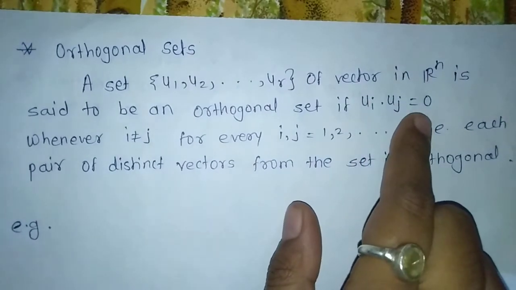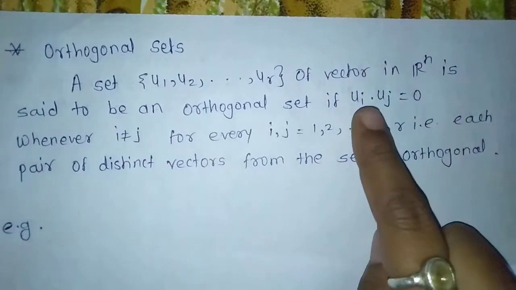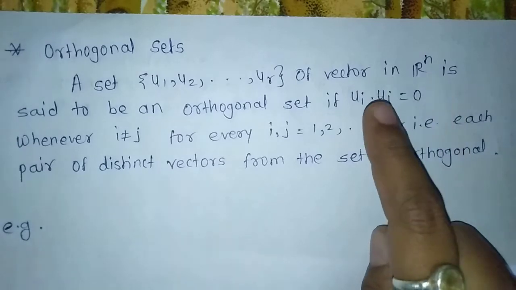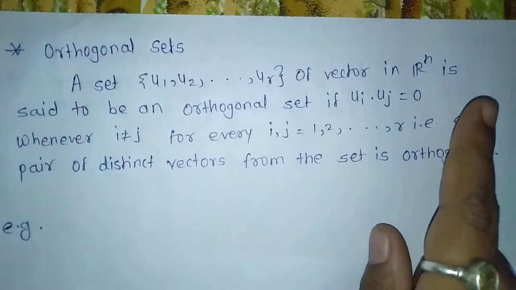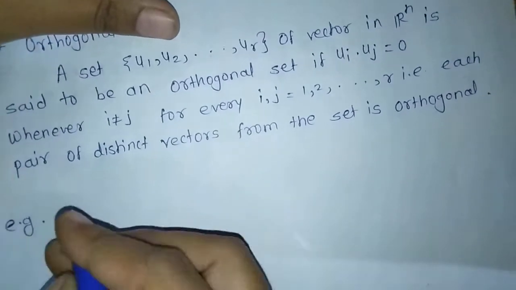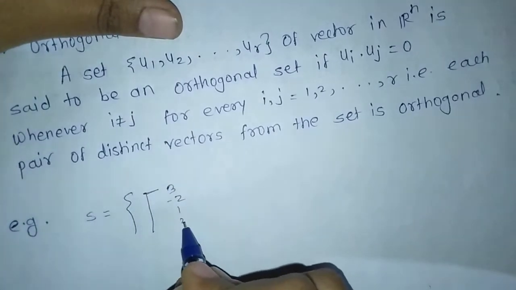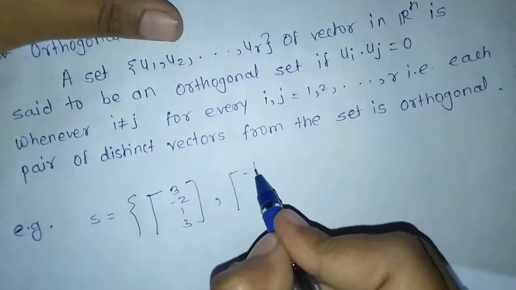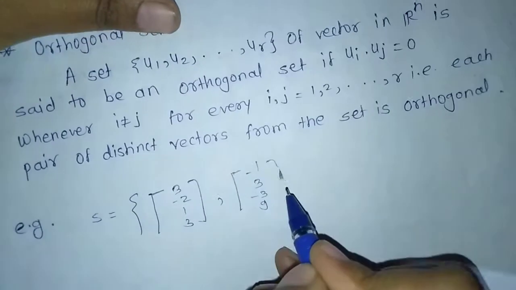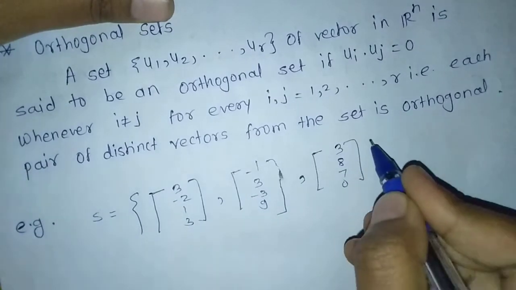Ui dot uj is equal to 0 whenever i is not equal to j means u1 dot u2 equal to 0, u1 dot u3 equal to 0, but u1 dot u1 is not equal to 0. Now, what is meant by orthogonal set? We learn from an example. Consider this set S: first vector (3, -2, 1, 3), second vector (-1, 3, -3, 9), and third vector (3, 8, 7, 0).